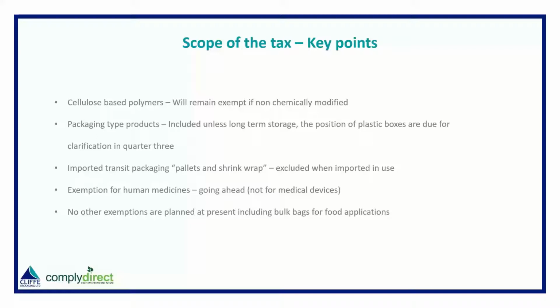There is also an additional exemption, and this is probably the main exemption under the tax, for human medicines. What this means is that the primary or immediate packaging for human medicines designed for consumption by humans is not liable under the tax. So they're going ahead with that exemption. However, they are not extending that to medical devices. It will only be for immediate medicines. The reason for that exemption is that there is some wording within the Human Medicines Directive, which means that recycled content is not something that actually can be used within that packaging.